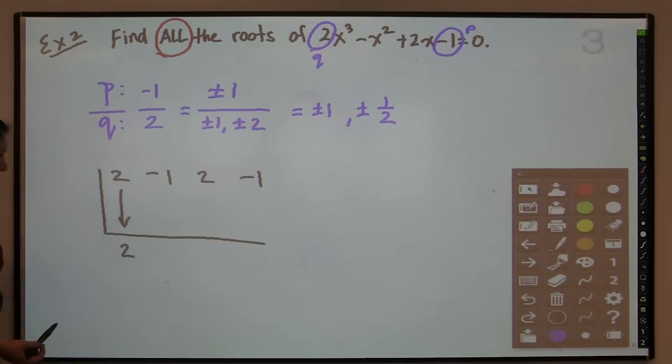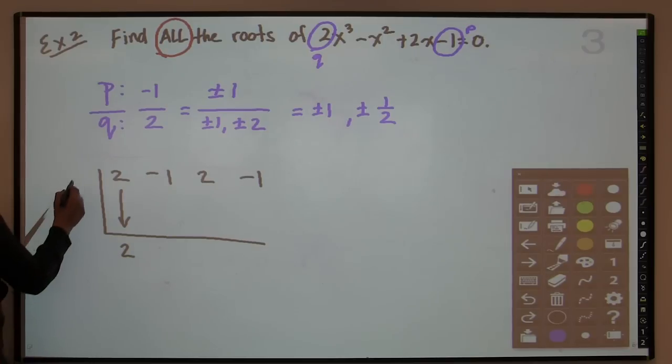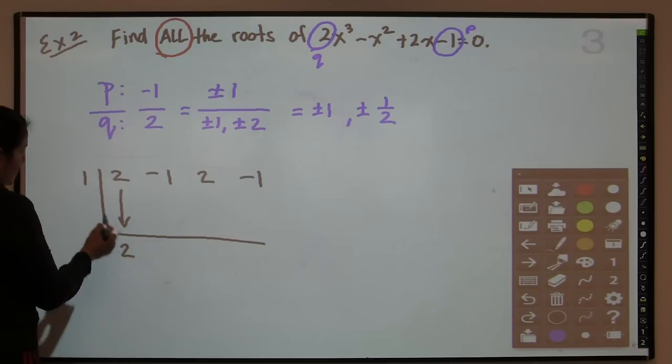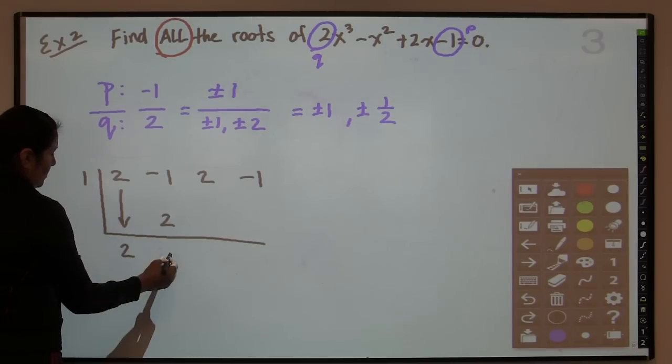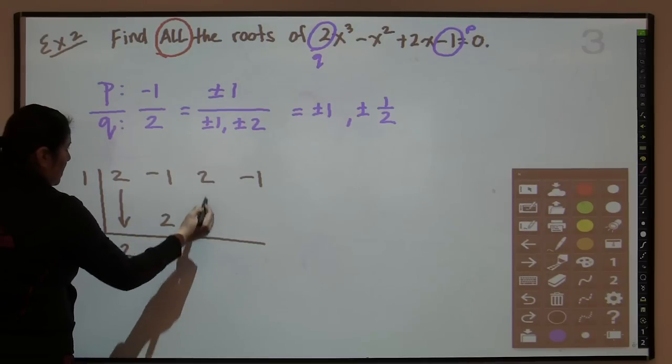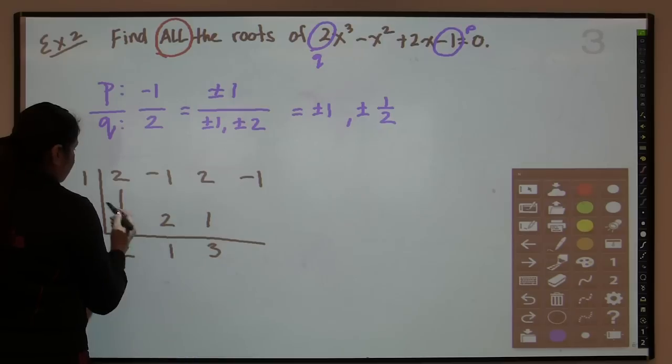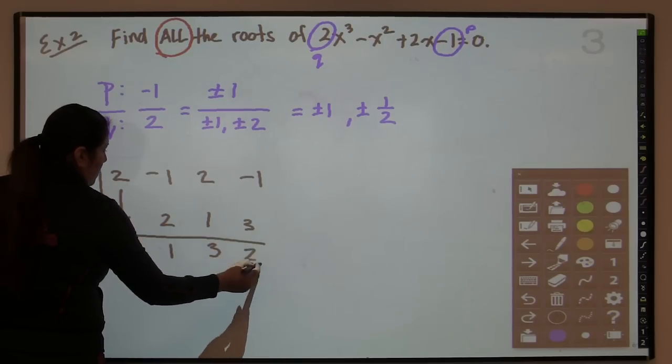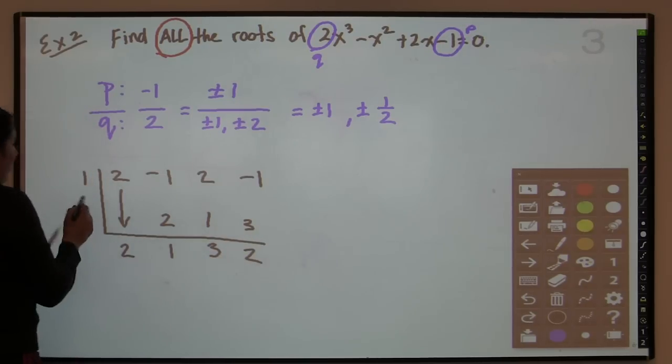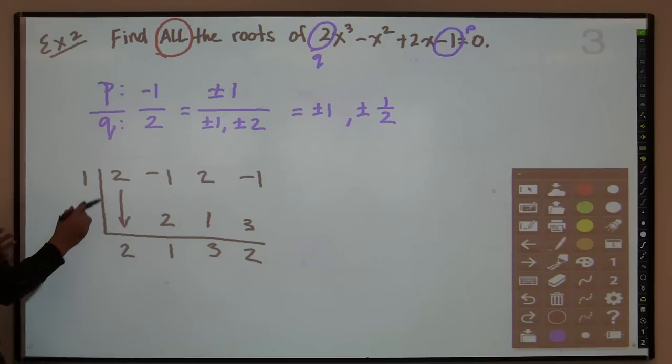Okay. So we're going to start with the positive 1. So 2 times 1 is 2, 2 minus 1 is 1, 1 times 1 is 1, 2 plus 1 is 3, 3 times 1 is 3, and 3 minus 1 is 2. So because I don't get 0, that means that positive 1 is not a rational root.